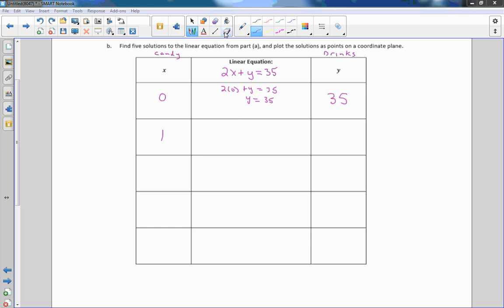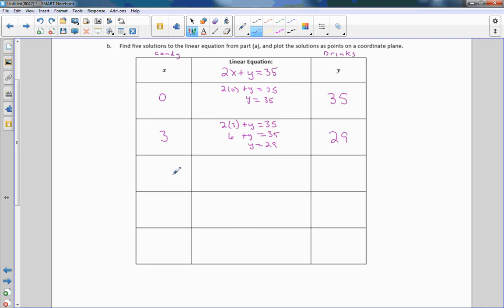Okay, rather than choosing a pattern here, instead of just going by ones, let's choose some random values. Let's just say I choose 3. Say I want to buy 3 candies. So that would be 2 times 3 candies plus some number of drinks equals $35. Well, 3 candies is going to cost us $6. And when I subtract 6 from 35, I get 29. So I can buy 29 drinks if I buy 3 candies.